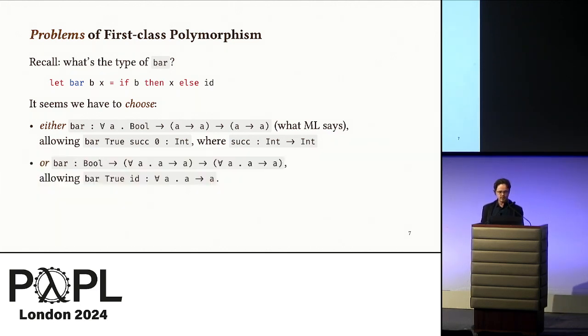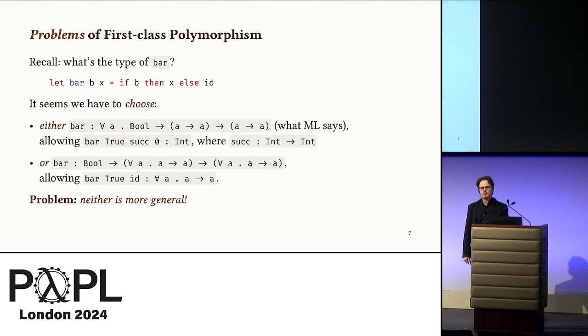And with first-class polymorphism, we also have other types that are possible. And so in this case, we can also say that this is a function that takes bool and returns a polymorphic function. And so neither type is more general. You can see that using bar with these two examples works only with one or the other type. Okay, so we're kind of stuck because we don't know which type to pick, right? We don't know when to generalize and when to instantiate type variables.